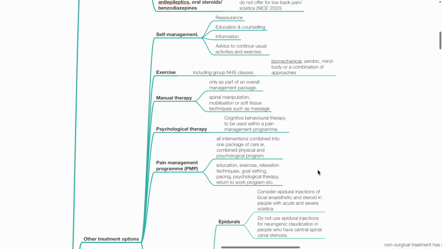Psychological therapy such as cognitive behavioral therapy to be used within a pain management program. A pain management program is all interventions combined into one package of care, i.e., a combined physical and psychological program, which may include education, exercise, relaxation, goal setting, pacing, psychological therapy, return to work program, etc.